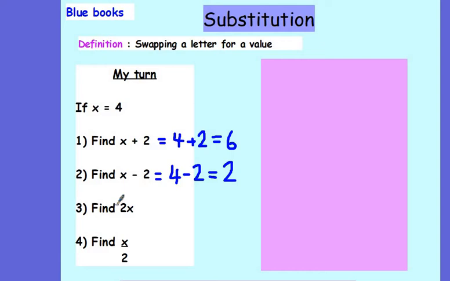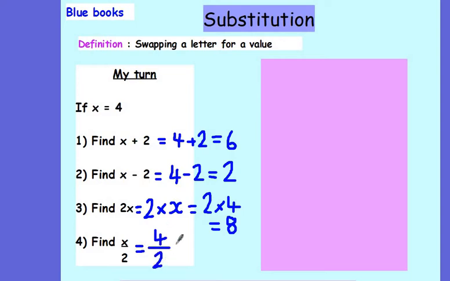The next one's a bit trickier. I've got 2x. Now I cannot just write 24. Because what does 2x mean, Rowan? 2x means 2 times x. So I've got 2 times 4, which gives me 8. And for my last question, I'm going to write it as 4 over 2. 4 divided by 2 is 2.